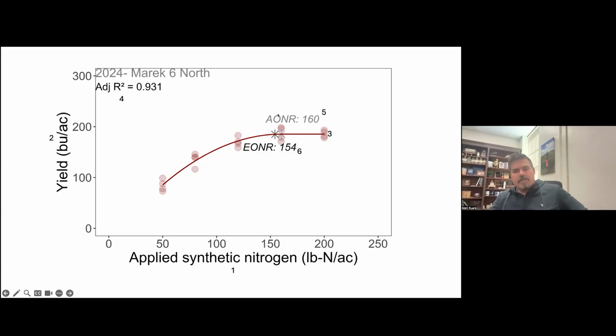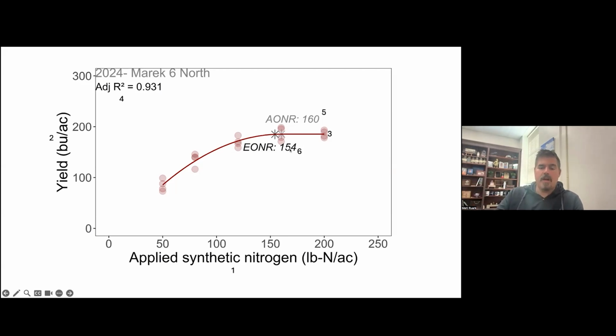And we're gonna use a lot of acronyms here, but the AONR, that's the agronomic optimum nitrogen rate. That's the rate at which yields plateau. So in this case, it was 160 pounds of nitrogen. However, with this idea of the law of diminishing returns and this economic optimum rate, this EONR, there's a level at which it wasn't worth applying.